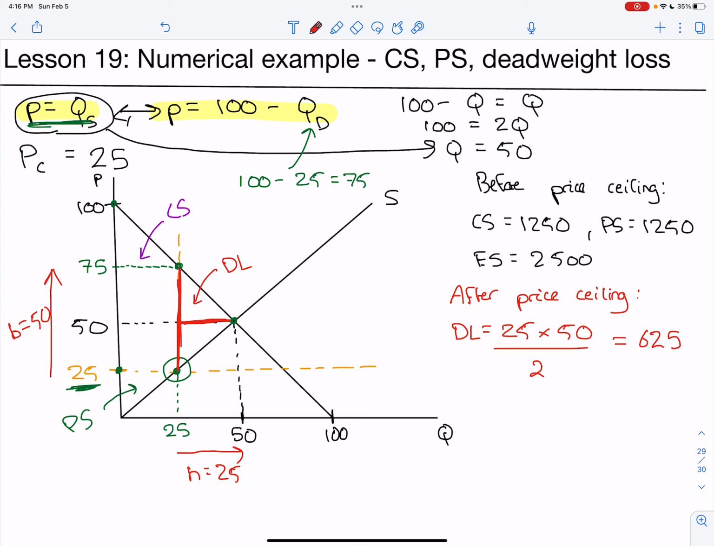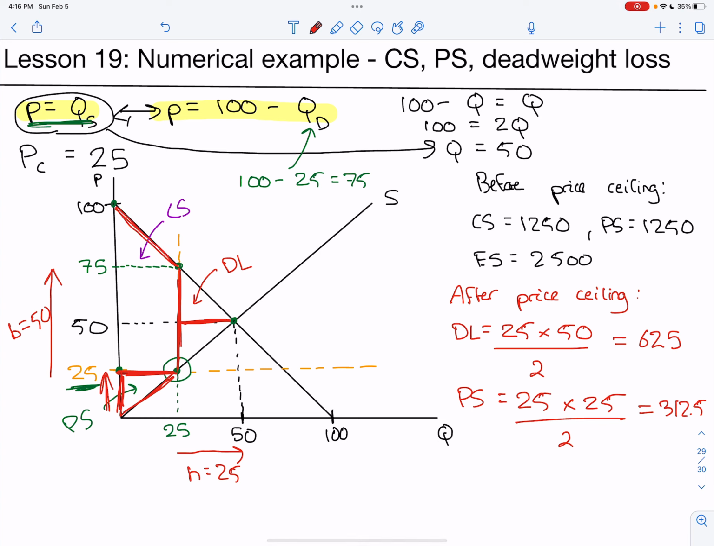We can now calculate our producer surplus, this triangle down here. Okay, so we've got a base here of 25. A height of 25. Divide that by 2. And we get 312.5.